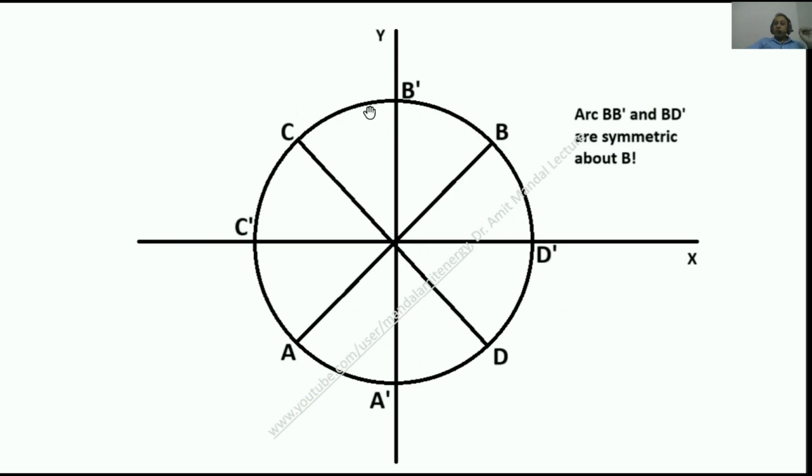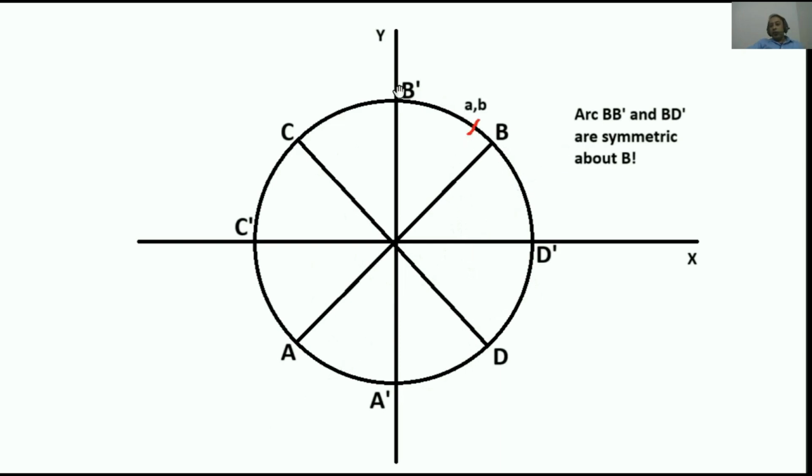So to find out the coordinates of all the points of the circle, you only need the coordinates of 1/8 part of the circle. When we divide the circle into 8 equal parts, one part of the circle is called one octant, so there are 8 octants. You need the points of only one octant, and the rest of the octants we can find out by applying principles of geometry, for example the arc B dash B. So how? Let's understand.